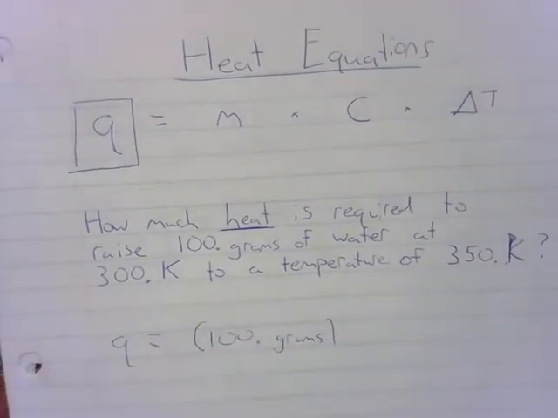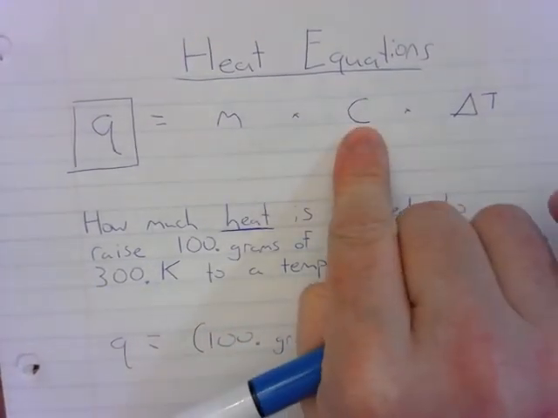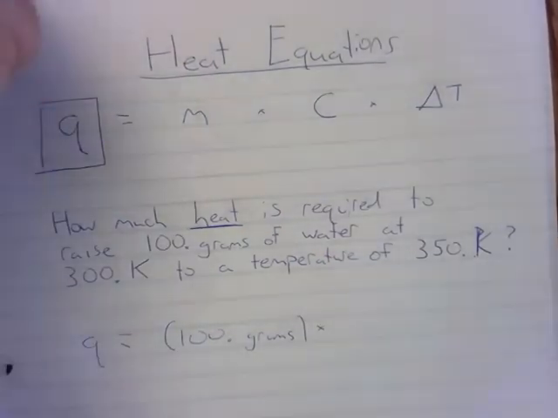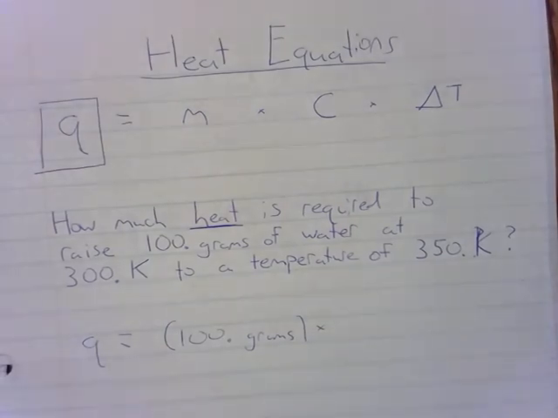The next term is specific heat capacity, C. We need to multiply by that number. But what exactly does specific heat capacity mean? Well, it's the amount of heat required to raise 1 gram of a substance by 1 degree. So depending on the substance you're talking about, it might require a larger specific heat or a smaller specific heat. For example, a piece of metal has a small specific heat capacity. It doesn't take a lot of energy to get 1 gram of, let's say, iron just 1 degree hotter. You could hold it in your hand and the heat from your hand would do it.